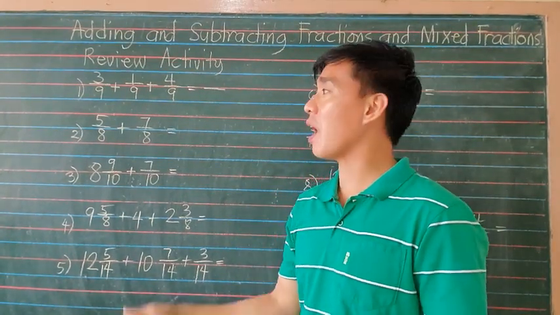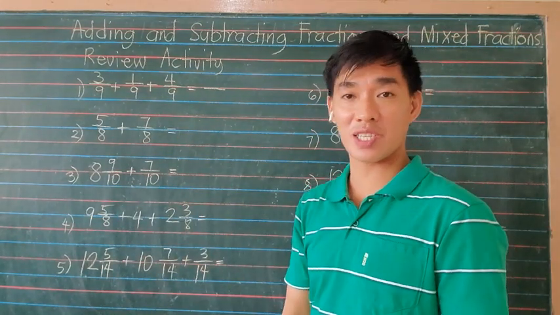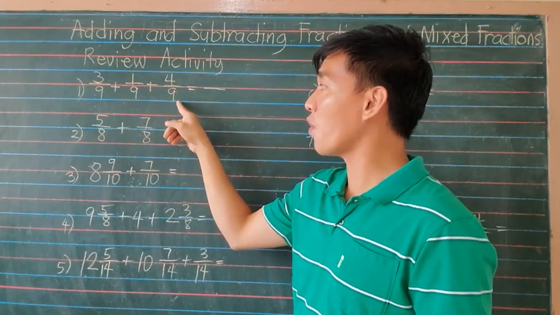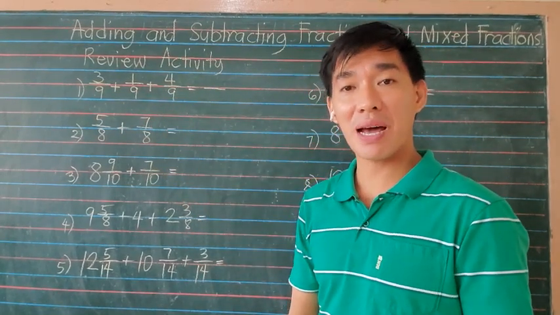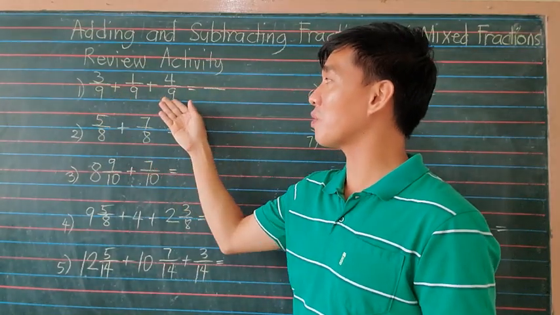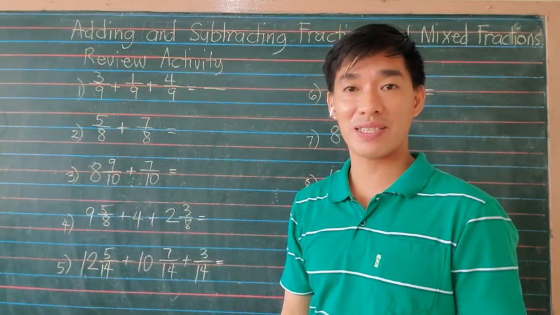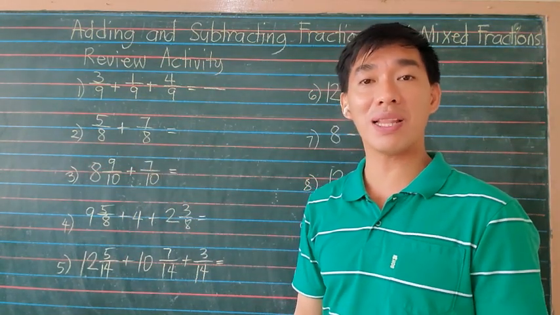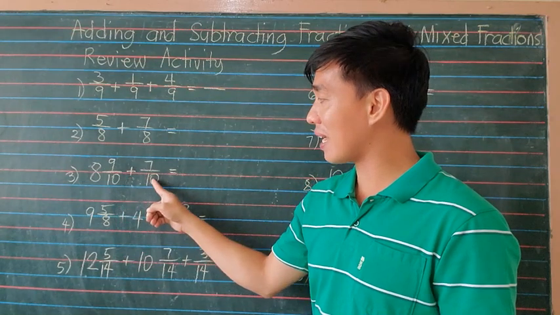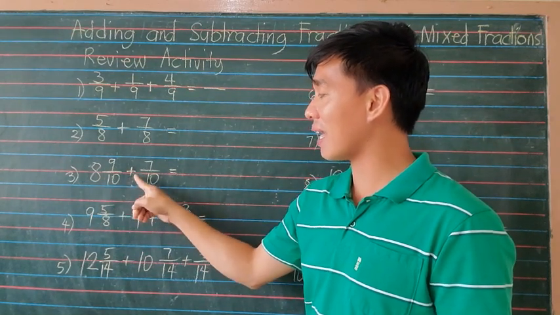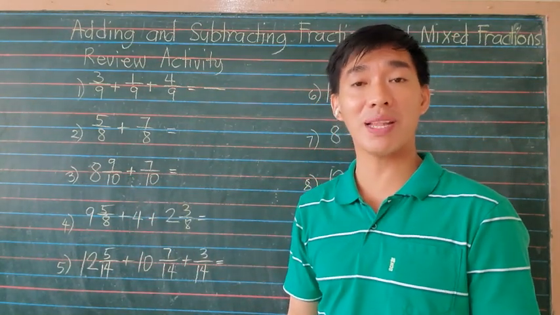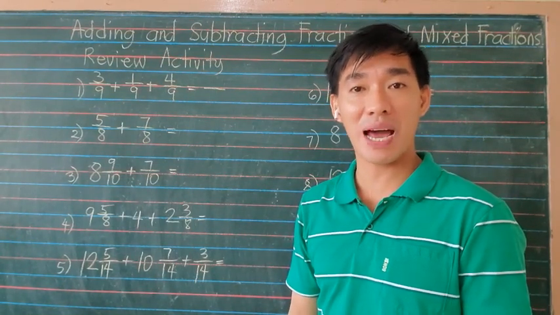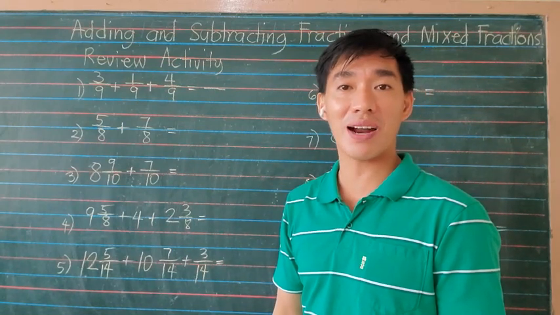If you notice here in our examples for addition of fractions, number 1 here, 3/9, 1/9, and 4/9, they all have the same denominators. These fractions are what we call similar fractions. Also in number 2, the denominator is 8 and 8. They are also similar fractions. 8 and 9/10 and 7/10 are also similar fractions. If 2 or more fractions have the same denominators, then they are similar fractions.